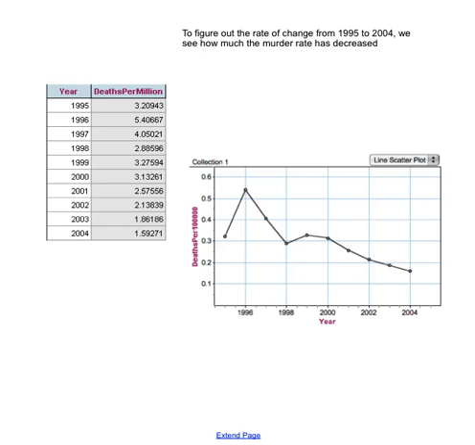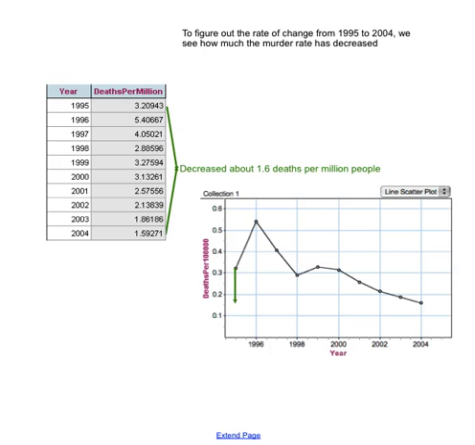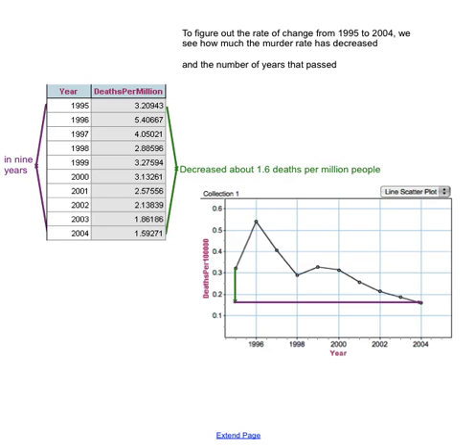To figure out the rate of change from 1995 to 2004, we have to again see how much the murder rate has decreased. We can see that it has gone down. So we subtract. It decreased about 1.6 deaths per million people, and we can see in the graph the arrow showing it went down that much. And we look at the number of years that have passed. 9 years, which we can also get by subtracting 2004 minus 1995. And again, we can see that represented in the graph as well.